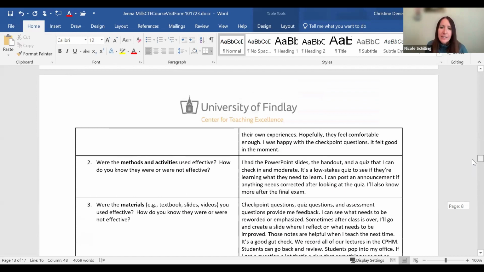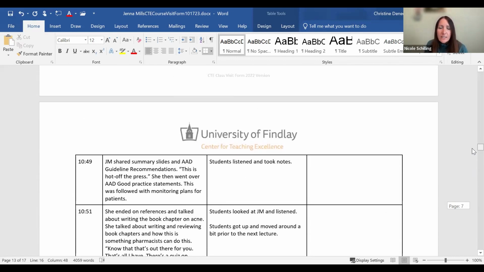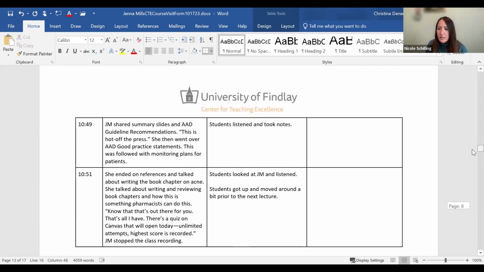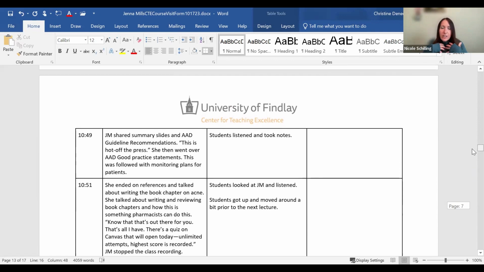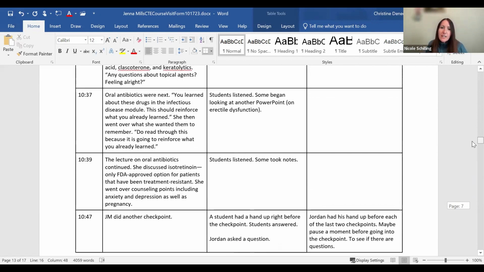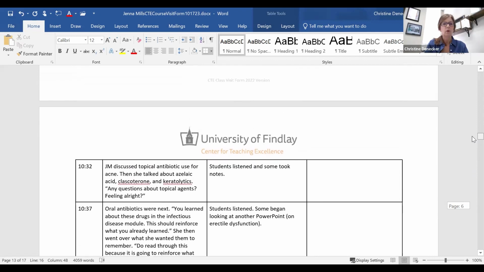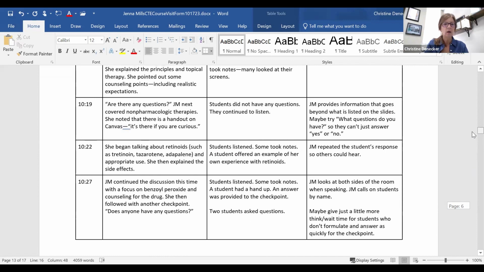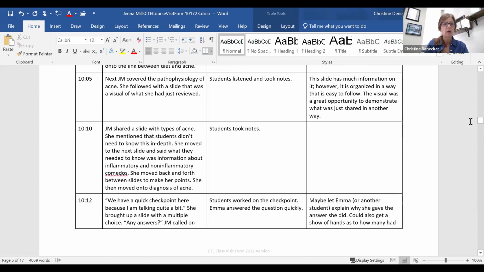I'll say something like, this is an example of a routine that the students have in this class, that they know, based on whatever their individual learning style is, how they can interact with the content and the instructor. Okay, so let's go back. I just want to make sure we didn't miss anything here.